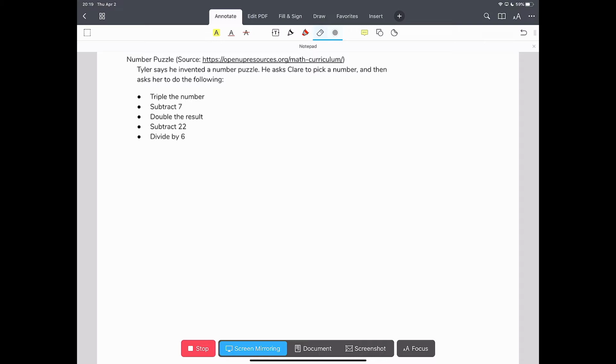As algebra students, we want to represent the world algebraically. So to do that, we're going to start with the very first thing we know, which is that Claire picks a number, and we don't know what it is, so we're going to define the variable. So I'll say let x equal Claire's number.